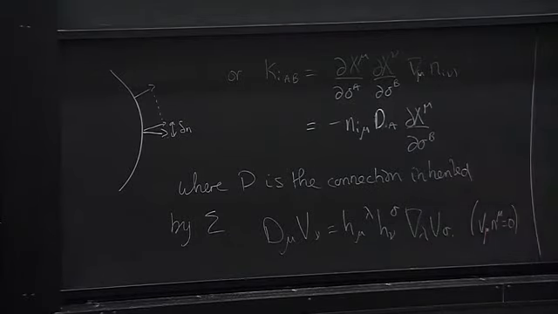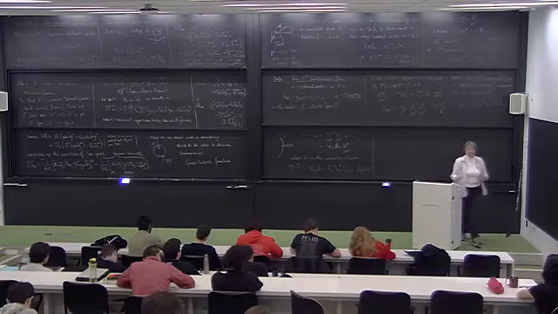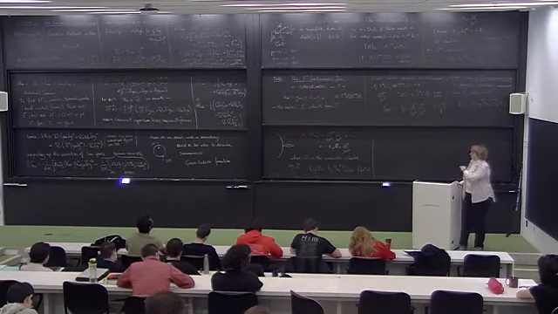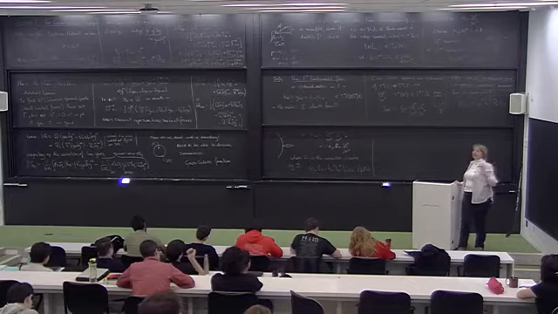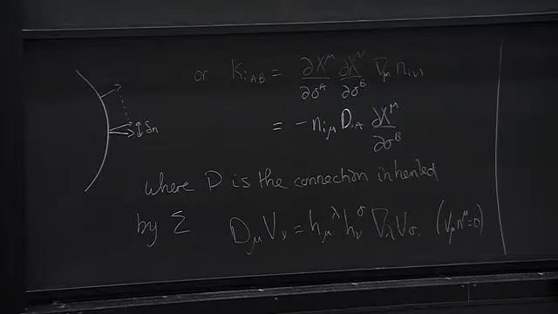So essentially, to get the connection that sigma inherits, you just take a derivative in the parent manifold, the upper manifold, and project every index you can find down parallel to the manifold. So that's how you find this intrinsic connection.